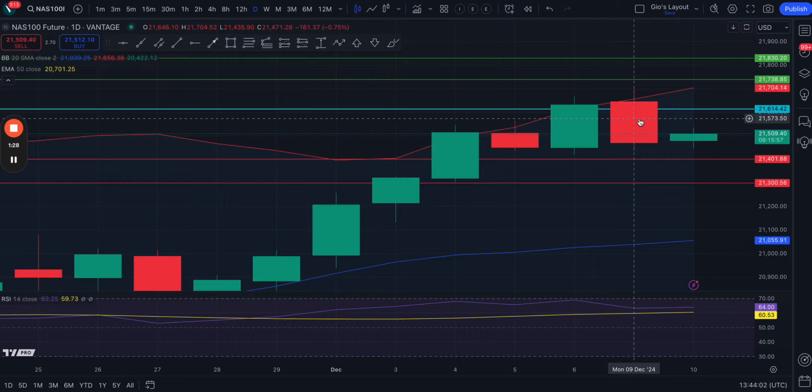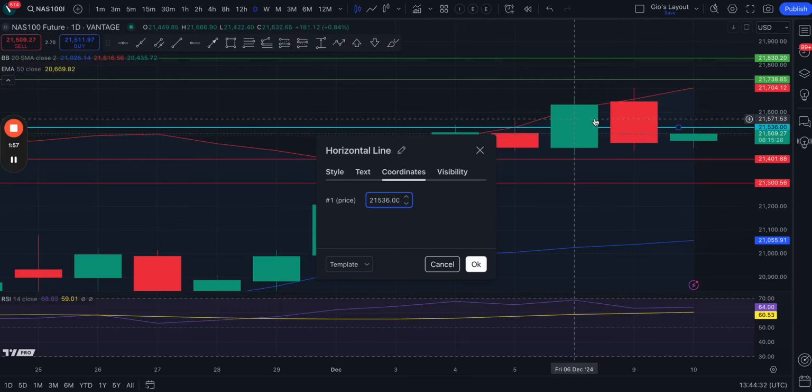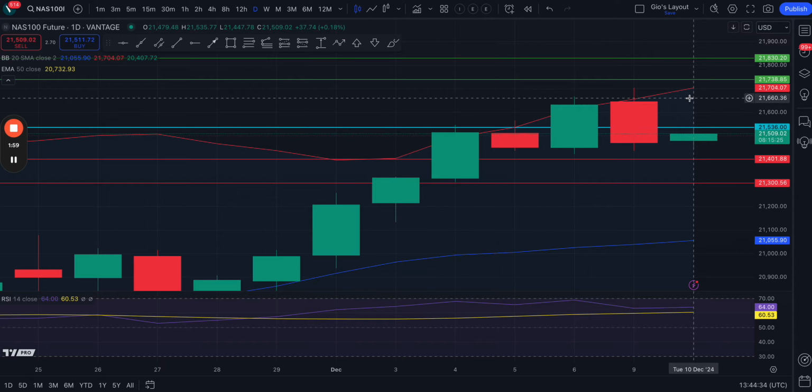Basically, what you do, you look to the previous day, you look at the high 21,704, you add the low 21,435, and you add the close 21,471, then divide by 3, and that'll give you the new pivot point. In this case, 21,536. That's the new pivot point for the Nasdaq.